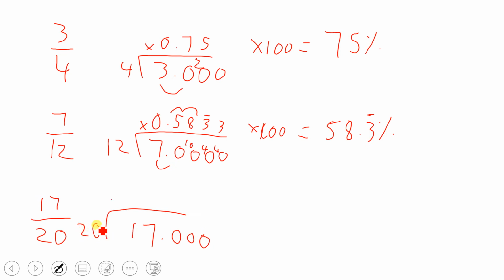So 20 into 1 doesn't work. 20 into 17, 0, and our dots. 20 now into 170. Know that 8 20s, just like 8 2s are 16, 8 20s is 160. And from 160 to 170, there's 10 remainders. And 20 into 100 now goes 5 times. And therefore we get 0.85, we times that by 100, and it equals 85%.